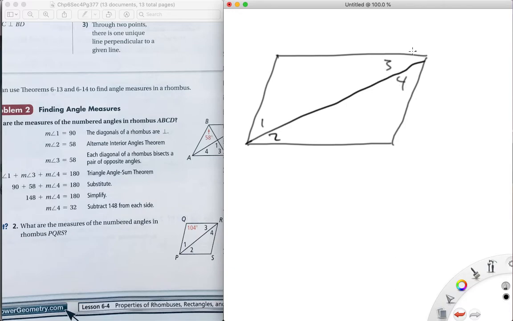First off, I know a rhombus is a parallelogram, so this is P, Q, R, S. Since a rhombus is a parallelogram, I know that angle P is congruent to angle R. Angle P is congruent to angle R. They're the same angle.